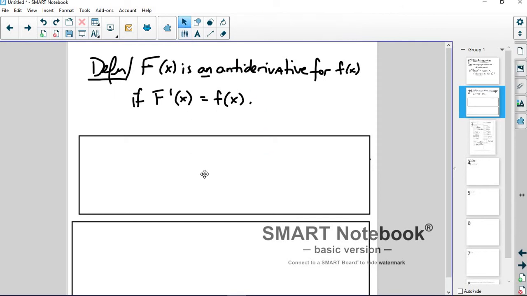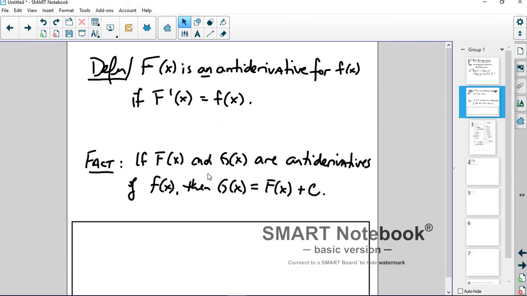And so here's a fact. If f of x and g of x are antiderivatives, this said and, that means there's more than one. There could be more than one anyway, right? But if f and g are antiderivatives of little f, then g is equal to f of x plus c, where c is some kind of constant. C is just a real number.